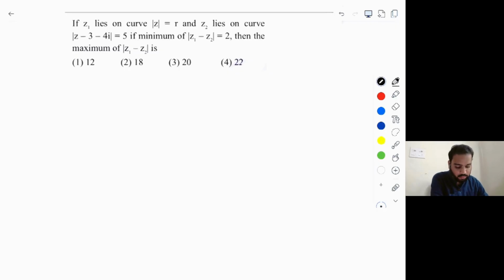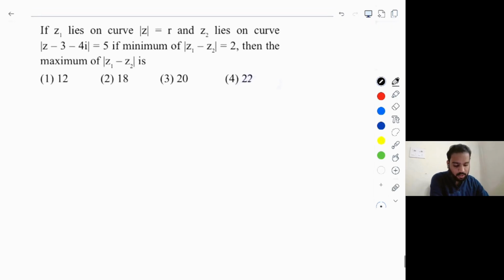There is a complex number z1 which lies on the curve mod z is equal to r. So we know what mod z is equal to r is, right? Which is a circle with center at origin and radius equal to r. The problem is we don't know the r value here, but it's still okay. We can do it. And z2 lies on a curve modulus of z minus 3 minus 4i is equal to 4. And which is also a circle, obviously.